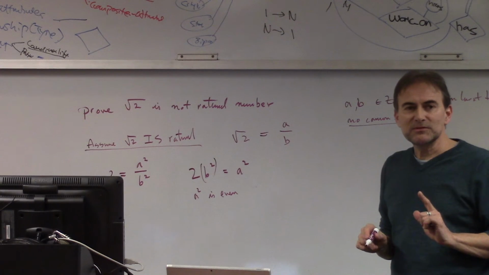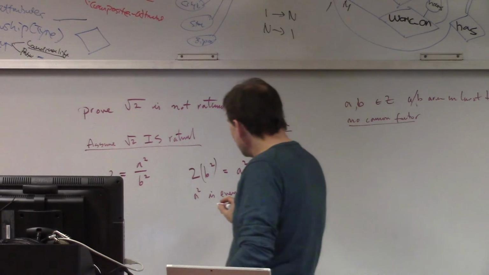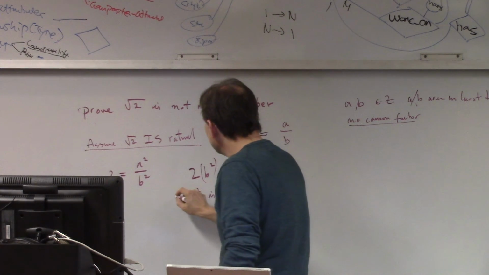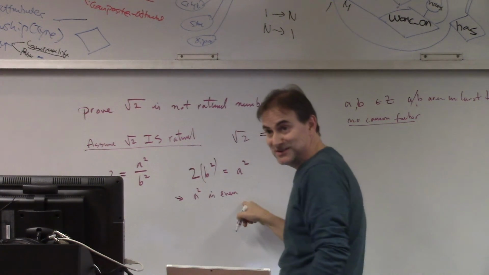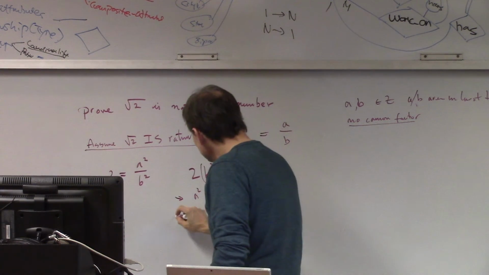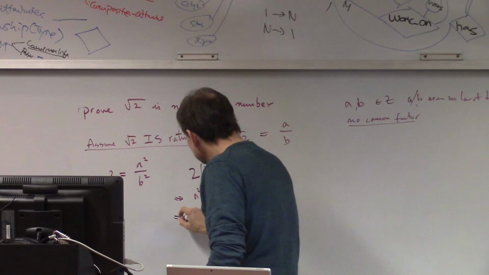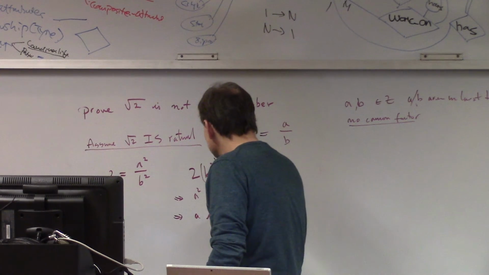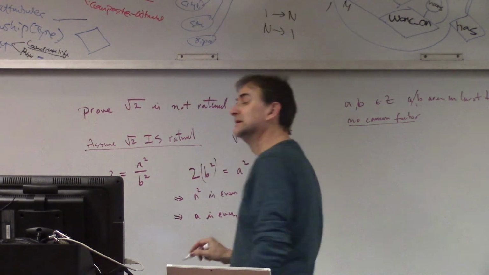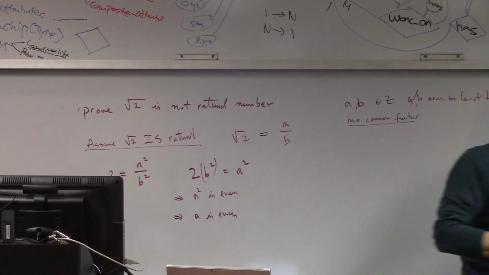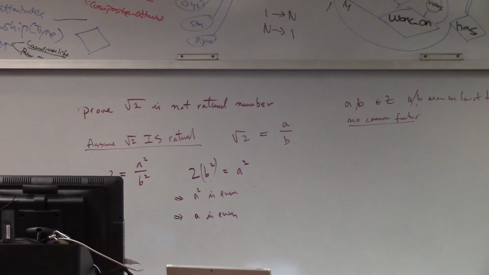Now I'm going to make something very exciting. I'm going to say A squared is even, so that implies A squared is even. And if A squared is even, that implies that A is even. If A squared is even, A is even. Now, I haven't said that before to you, like that, but I said it to you.